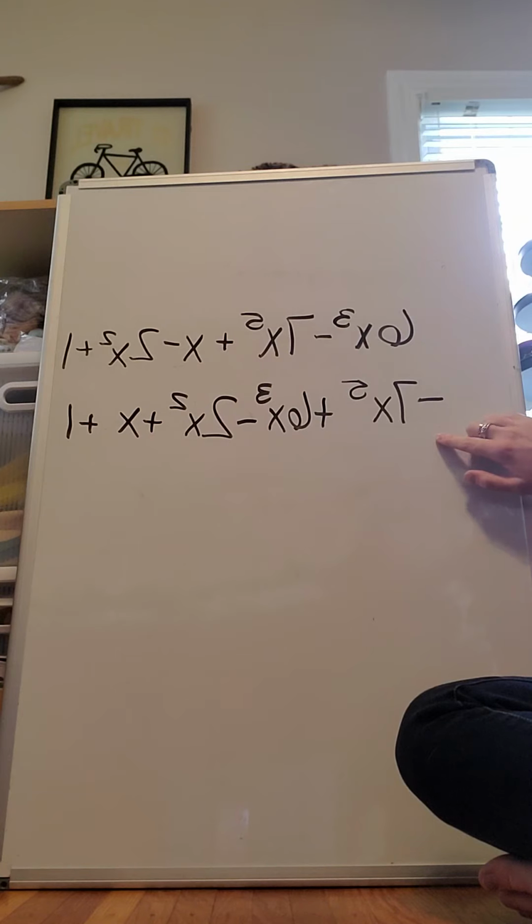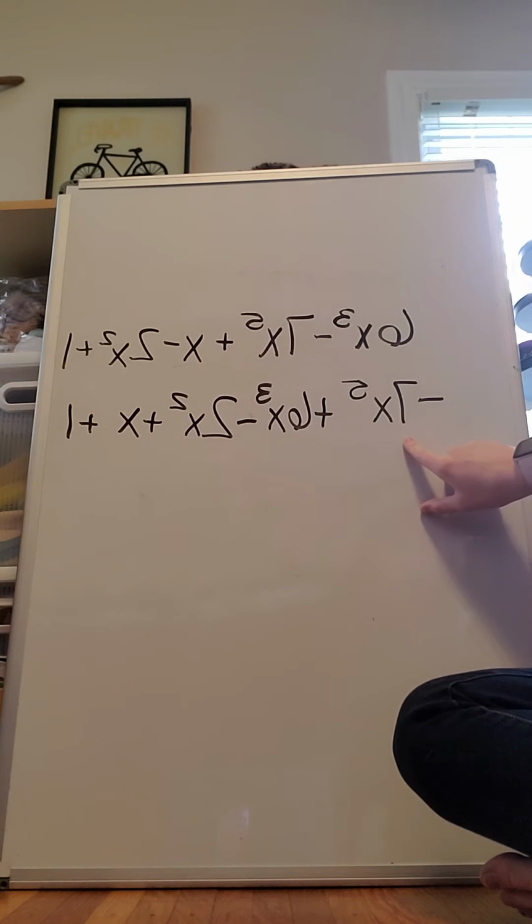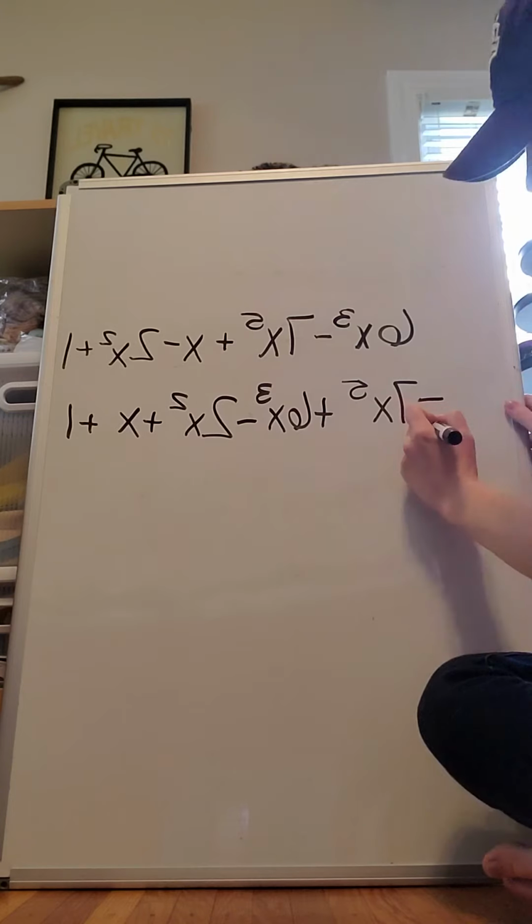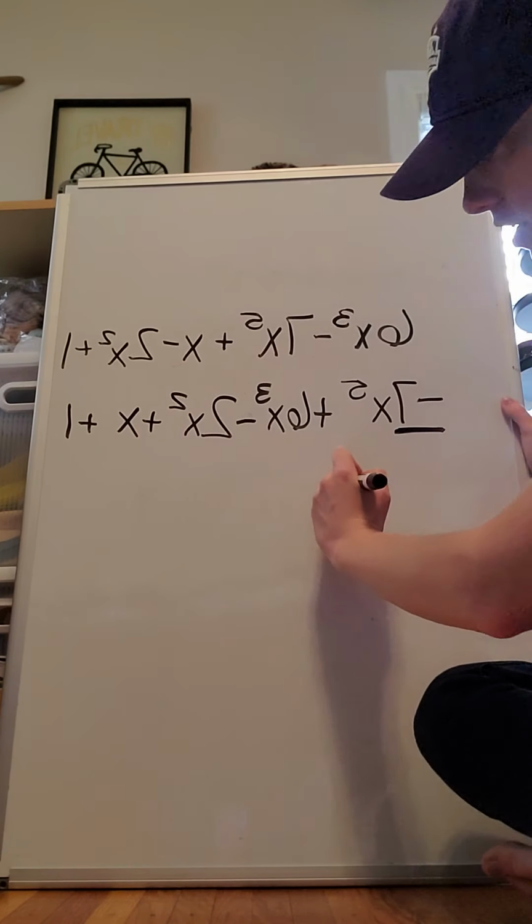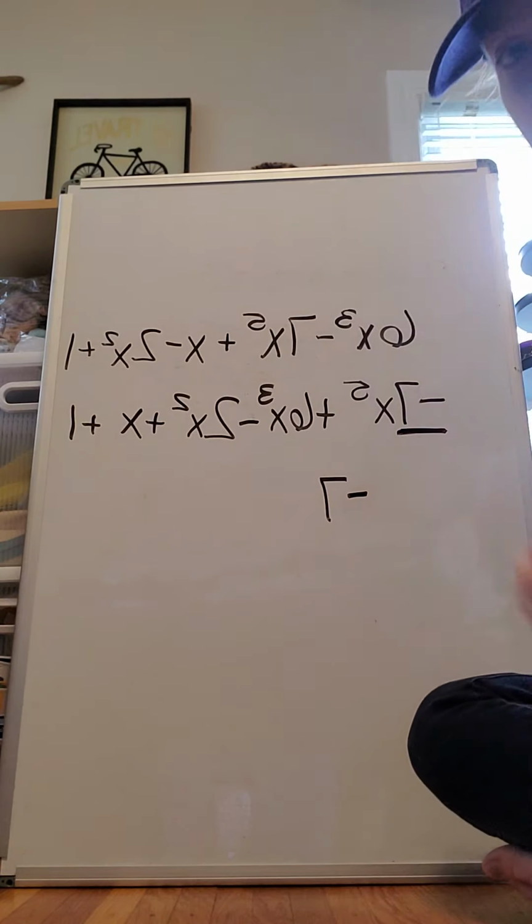Our leading coefficient is the coefficient that comes first when reading from left to right. So this right here is our leading coefficient, negative 7. That's the leading coefficient.